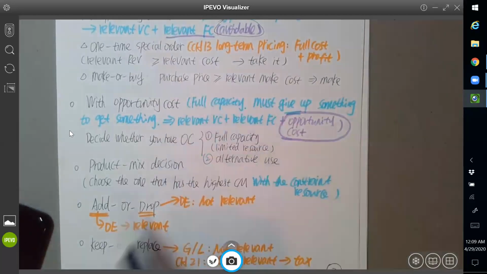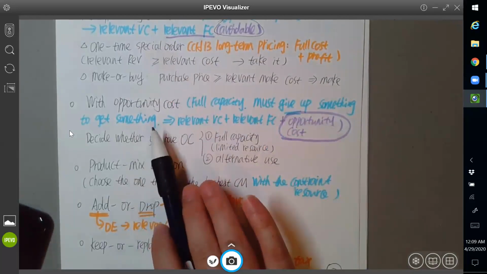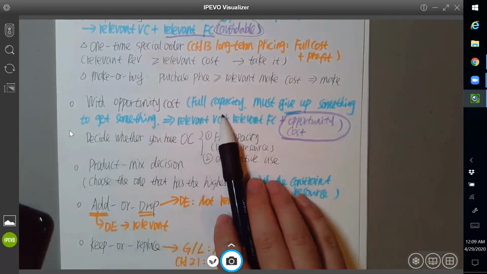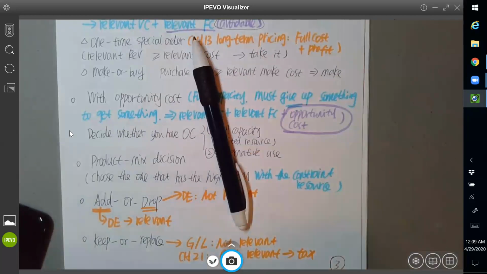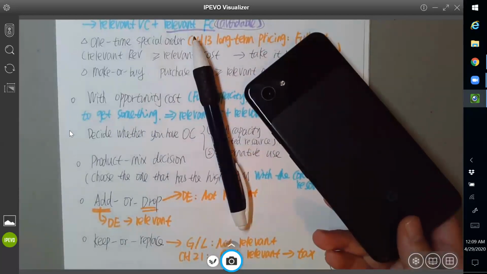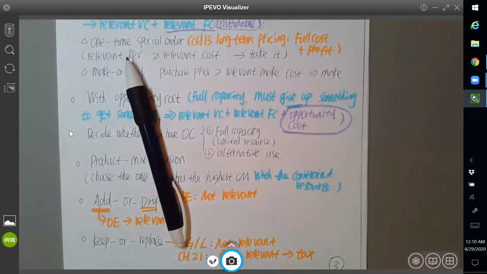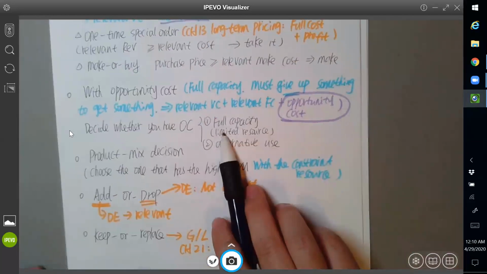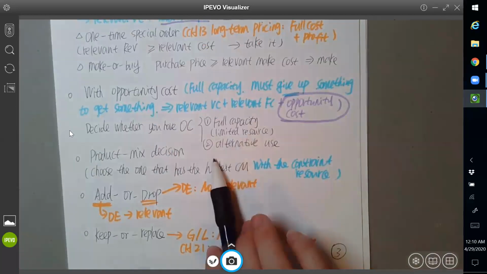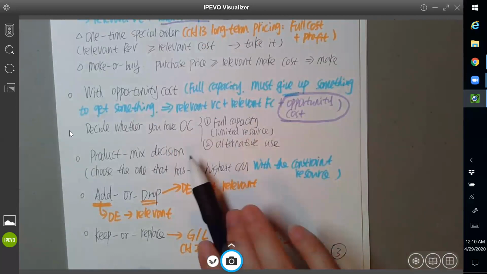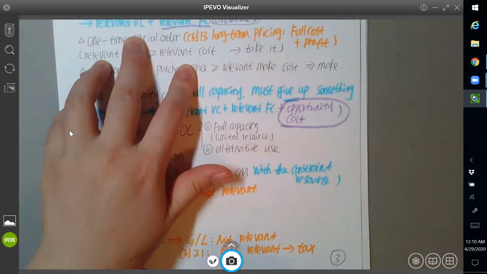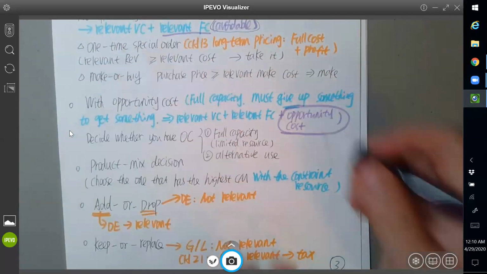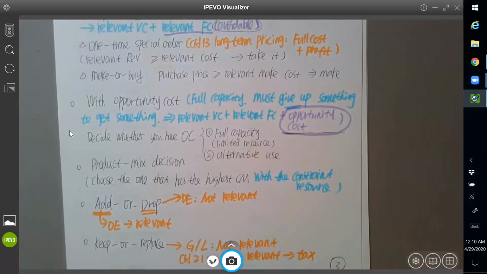So that's no opportunity cost. But if you have opportunity cost, you are already working at full capacity, working 24 hours to make this pen. If you want to make this cell phone, then you have to give up this pen. So you have opportunity cost if you are already working at full capacity and you also have an alternative use. In that situation, you should think about relevant variable cost, still think about relevant fixed cost, but you also have to include the opportunity cost.